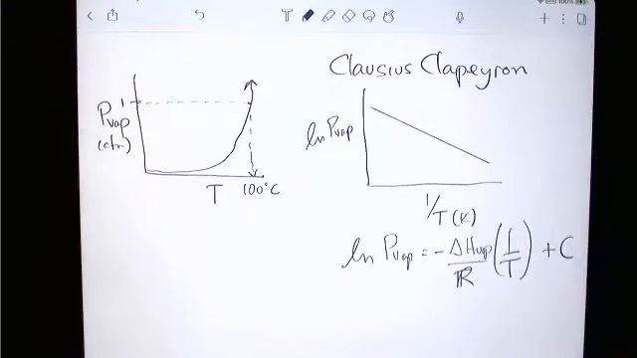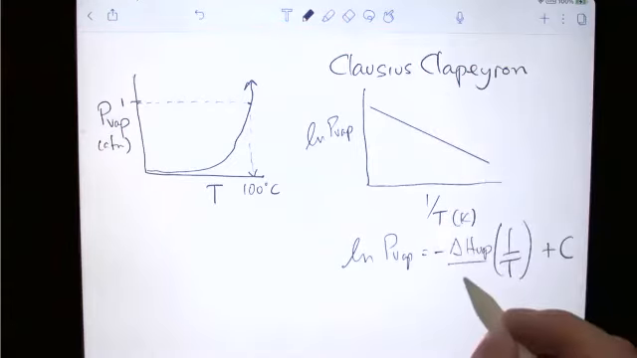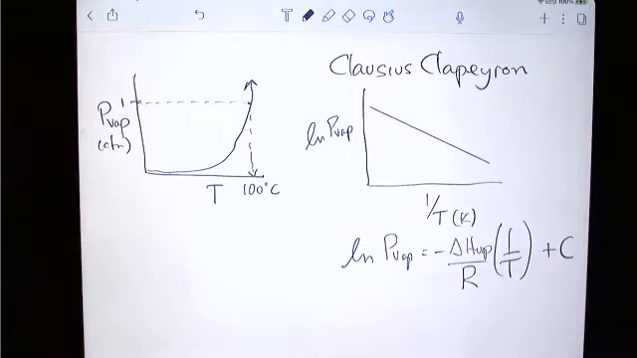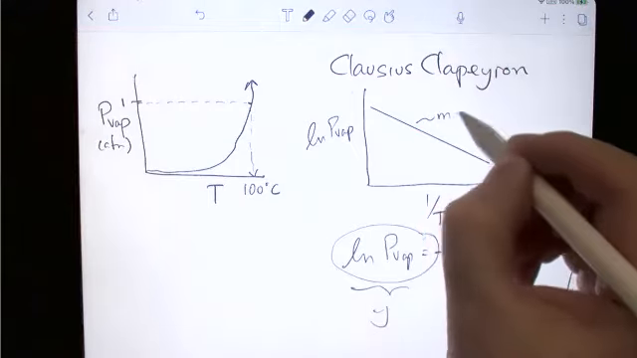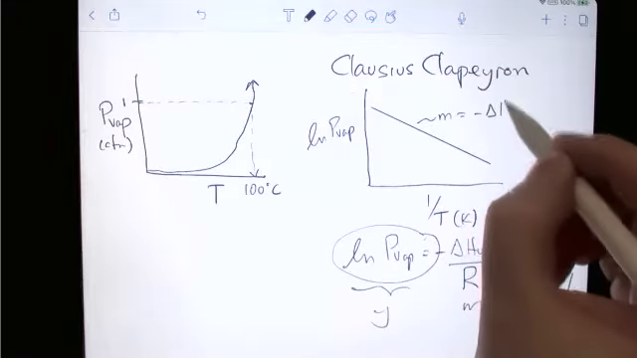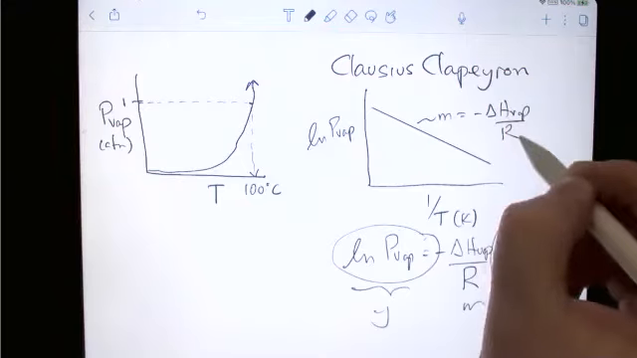That was the Clausius Clapeyron equation, which, by the way, do you notice that this is on your data booklet's formula sheet? It's on the bottom right-hand side of the formula sheet at the front of your data booklet. So y is equal to mx plus b. If you graph natural log of vapor pressure on the y-axis, reciprocal of Kelvin temperature on the x-axis, it should look like a straight line. And the important thing is that the slope of this line gives you negative delta H vap divided by R.